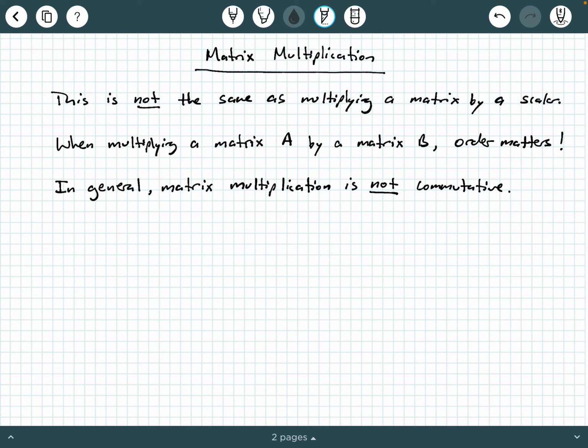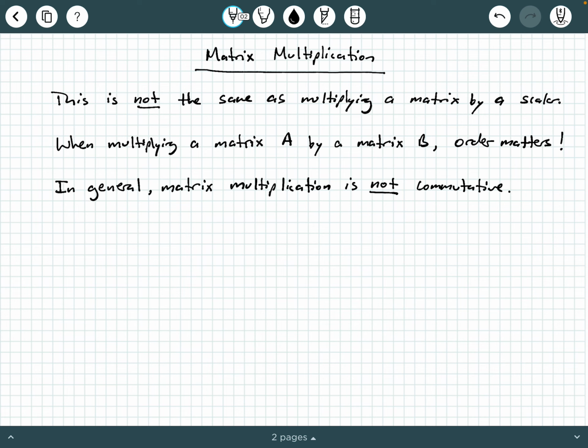Now, the next key thing to keep in mind is when you're multiplying two matrices, let's say you have a matrix A and you're multiplying that by a matrix B, order matters. And when we say order matters, what we're referring to is the fact that in general, matrix multiplication is not commutative. Now, what does commutativity mean?